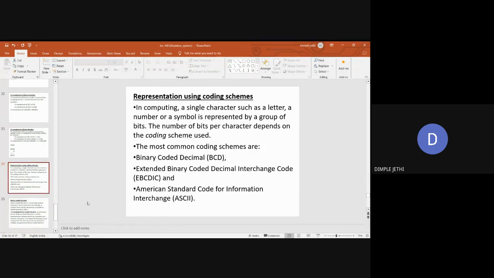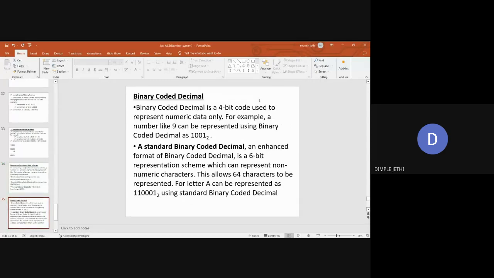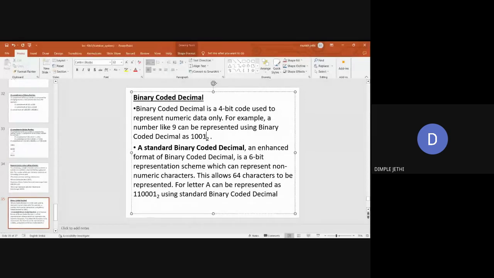So first is BCD, binary coded decimal. That binary coded decimal is a 4-bit code. It will use 4 bits. Like I showed you, you can write using 3 bits also, you can write using 4 bits. So this will use 4 bits.